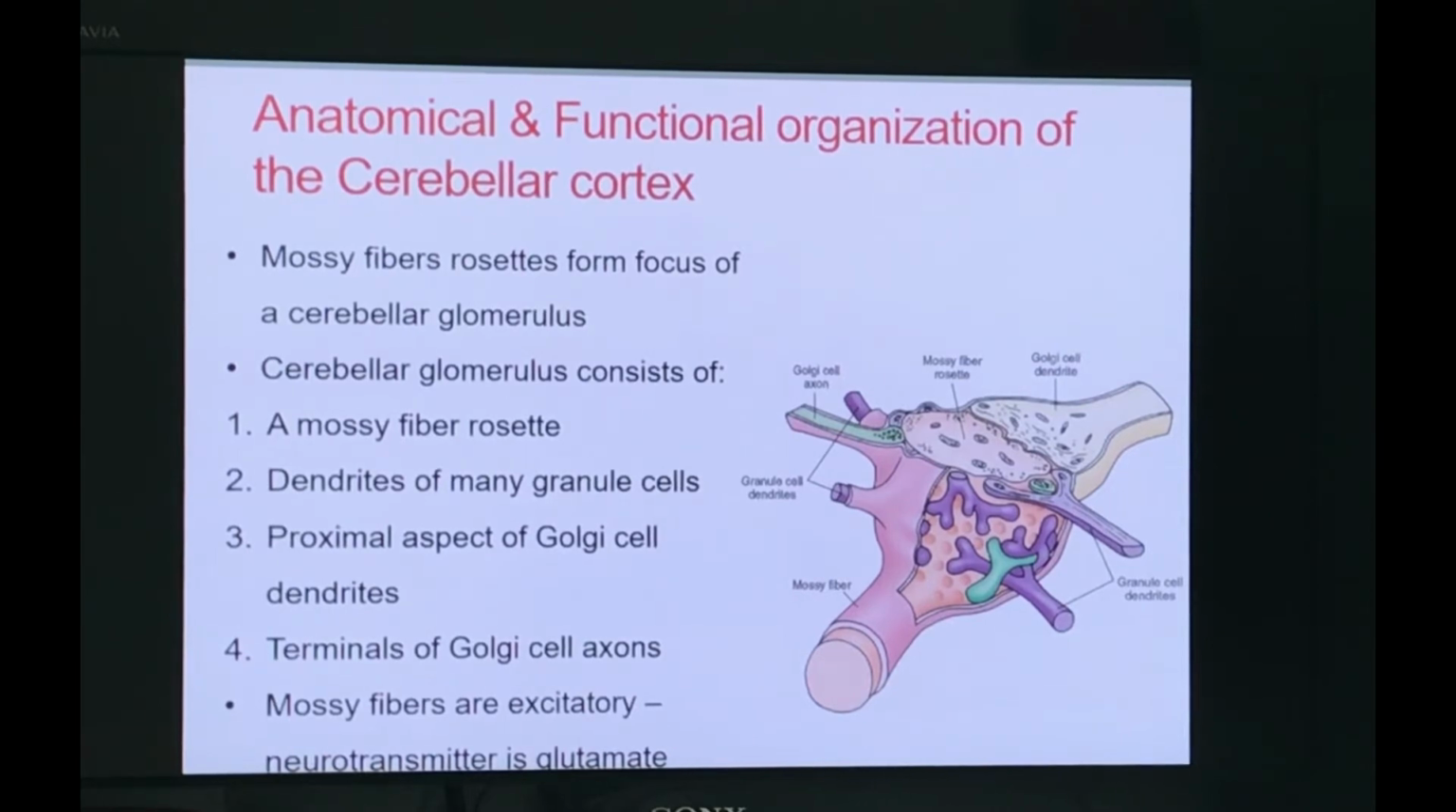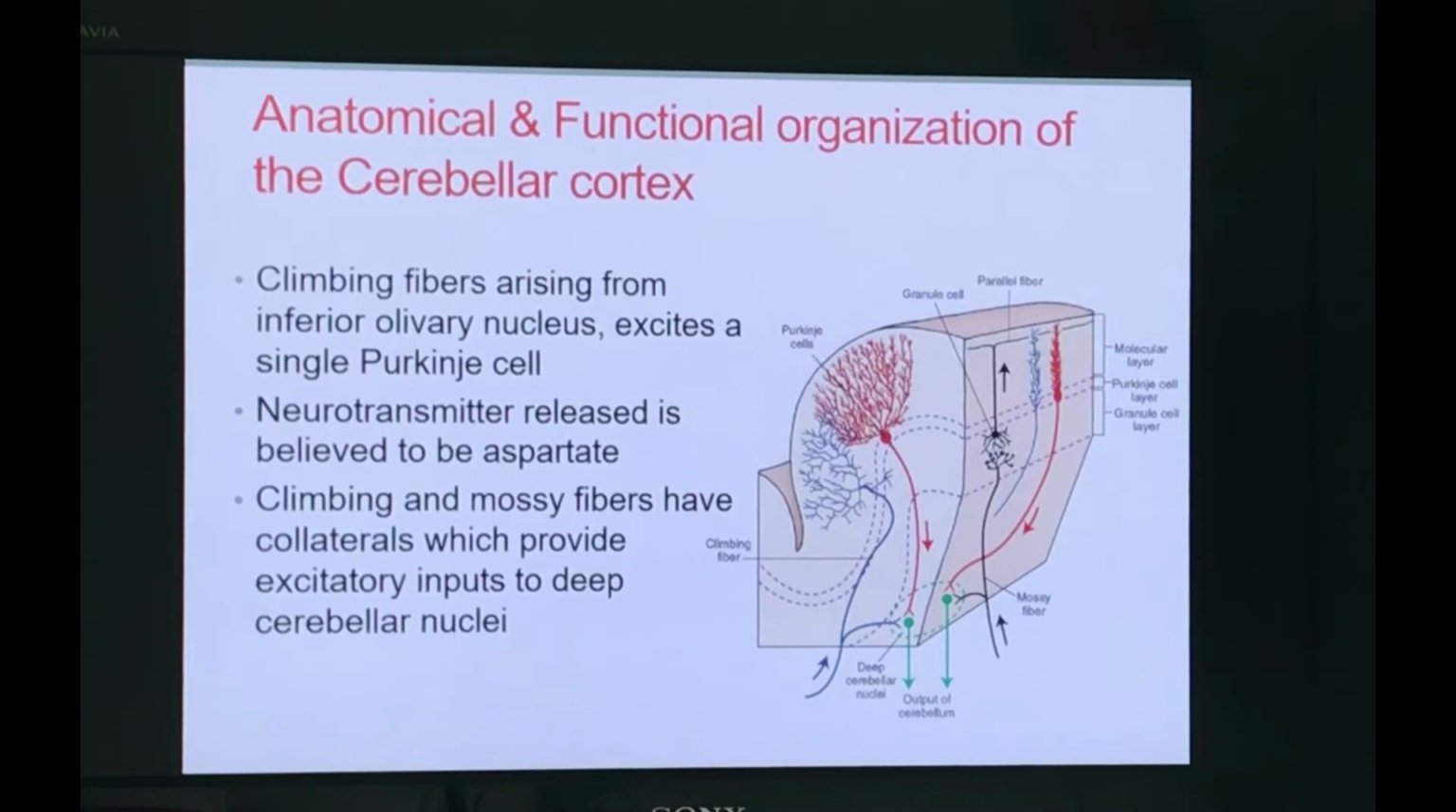Mossy fibers, as I mentioned, are mainly excitatory in nature because they release glutamate, which is an excitatory neurotransmitter. Climbing fibers arising from the inferior olivary nucleus excite a single Purkinje cell. As I mentioned in my earlier video, it is a highly specific sniper type. Mainly it excites a single Purkinje cell. They wrap around the dendrites of the Purkinje cells in the molecular layer. The neurotransmitter released is believed to be aspartate, again excitatory in nature.